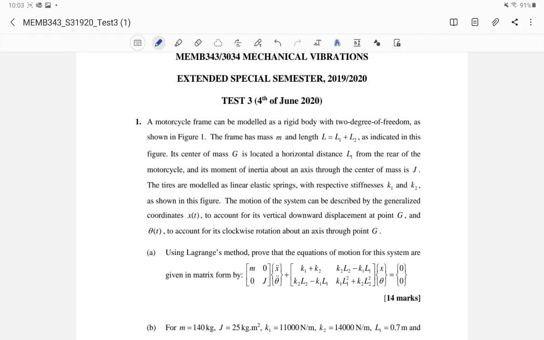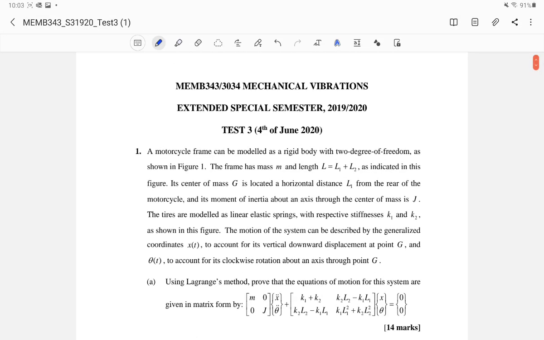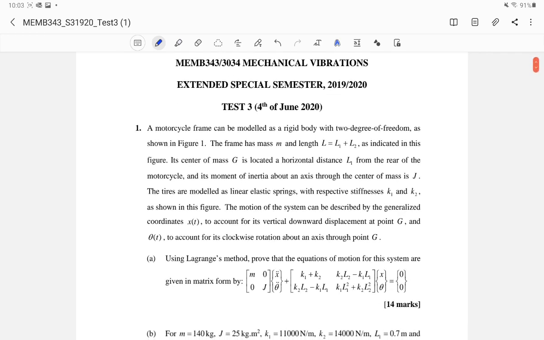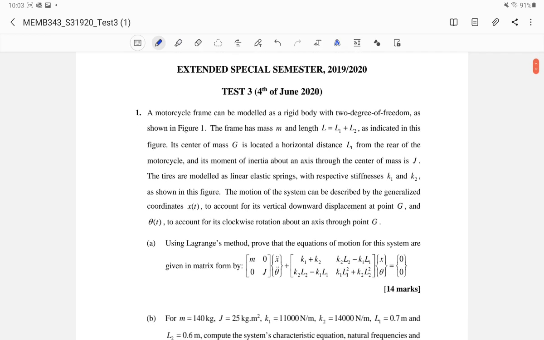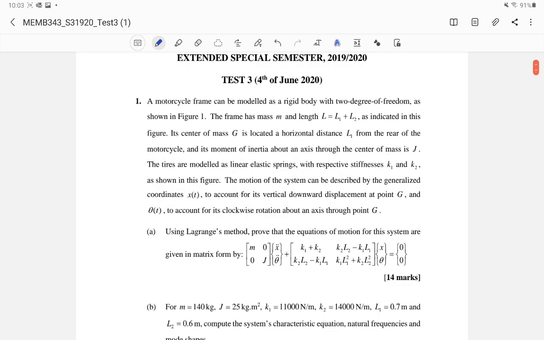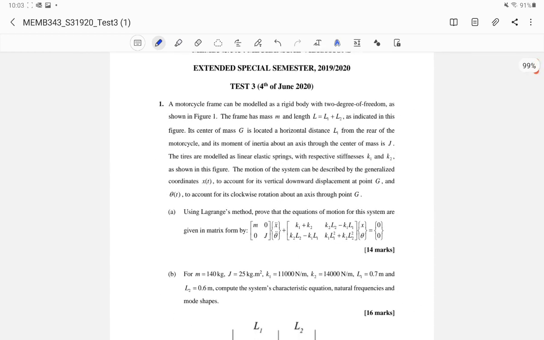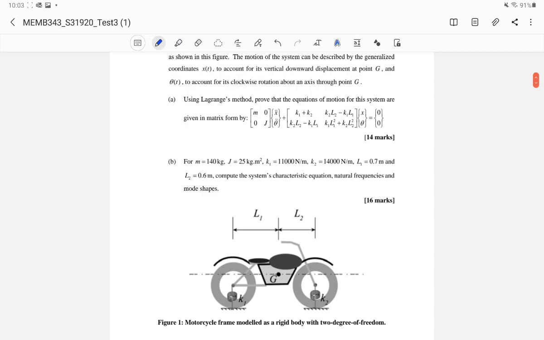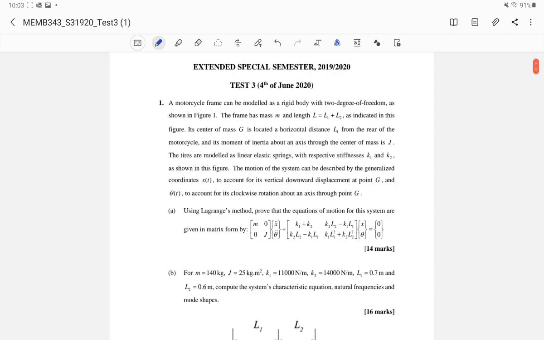This is a sample test for a 2 degree of freedom system, a question on a 2 degree of freedom system. This is from the special semester 2019-2020. So let us see how we solve a 2 degree of freedom system. In the first question, you can see we have this motorcycle frame modeled as a rigid body with 2 degree of freedom.